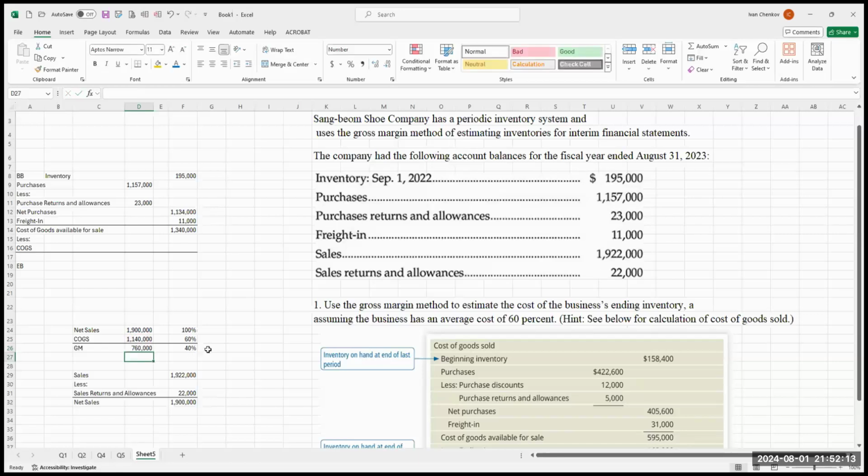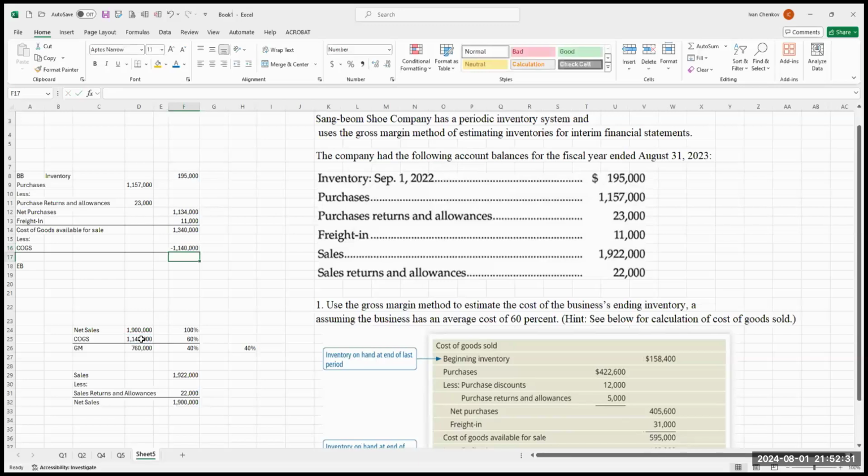If you want to check yourself, just get 760 divided by 1,900,000 and see if you are actually on the 40%. Yes, we are. So that means my cost of goods sold is equal to this number right there. Should be negative, but that should be equal to that. So ending balance in this case will be equal to my cost of goods available for sale minus the ending inventory. My ending balance will be $200,000.